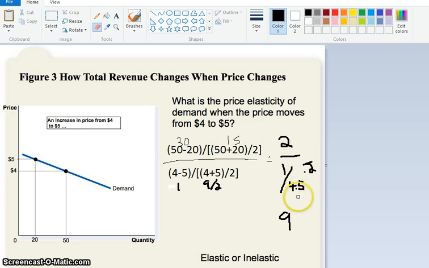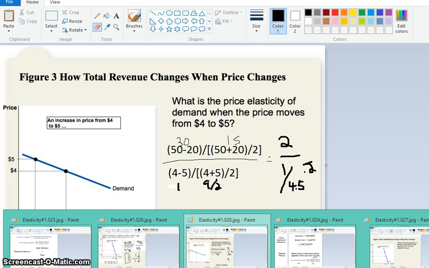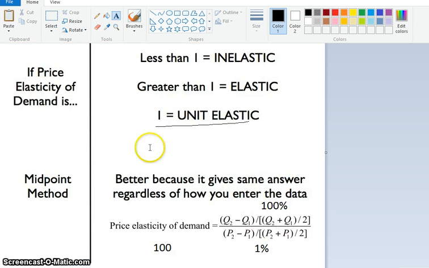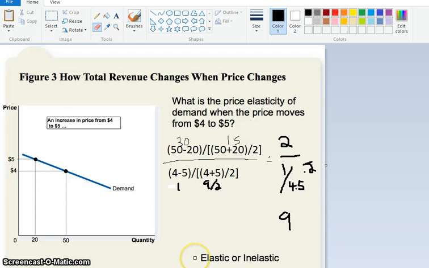I got 2 over 0.2, which comes out to about 9. And I knew from the total revenue method that this was an elastic curve. So if I go back and check with my rules here, 9 is greater than 1 the last I checked, so this is elastic. So that worked out pretty well there. If you have any questions at this point, let me know, and I will be more than happy to help you.